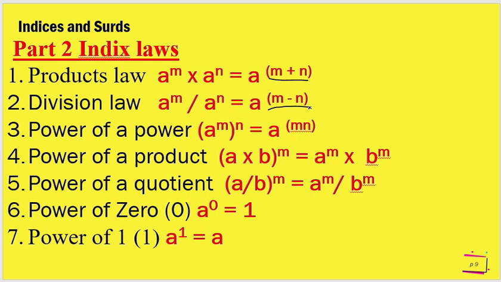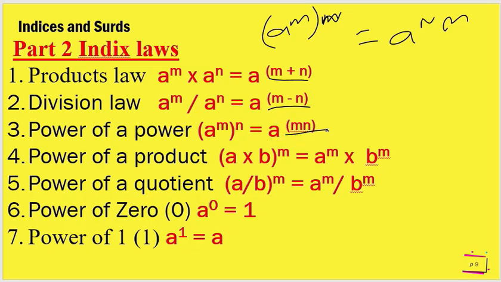Now the third row is whereby we have power of a power. So power of a power means we have, let's say, a power m, then raised to power n. So this is just equal to a, then you multiply m and n. You multiply n and m as the power. So you can see it very well there.